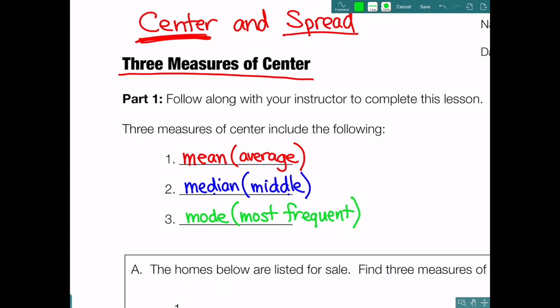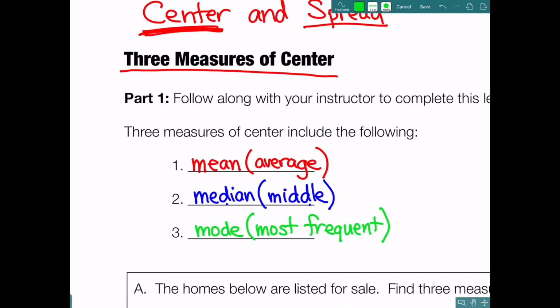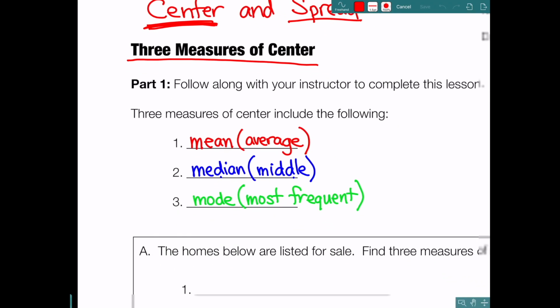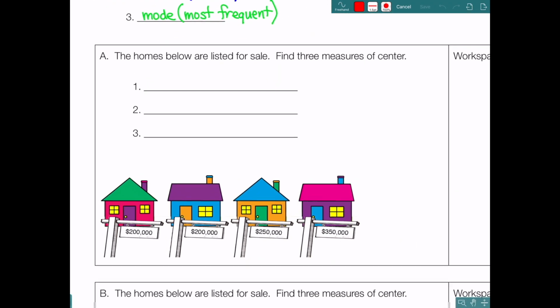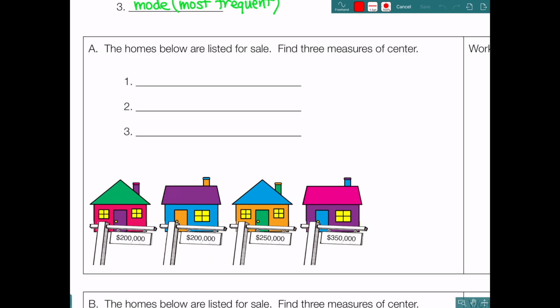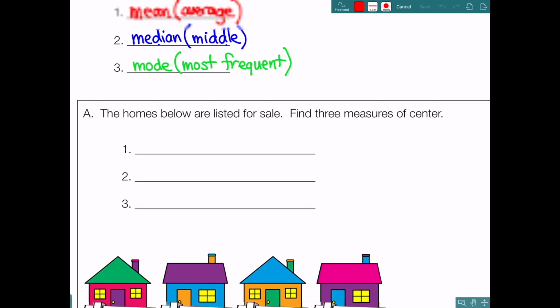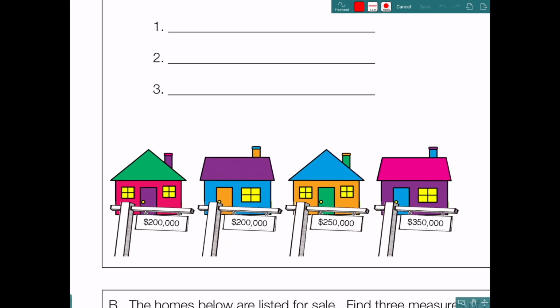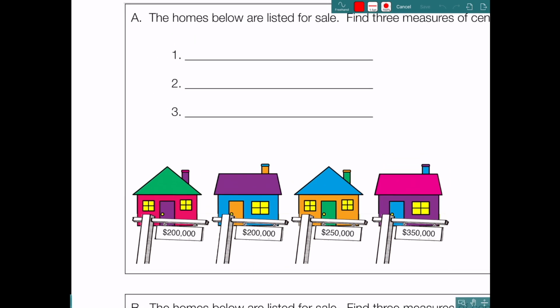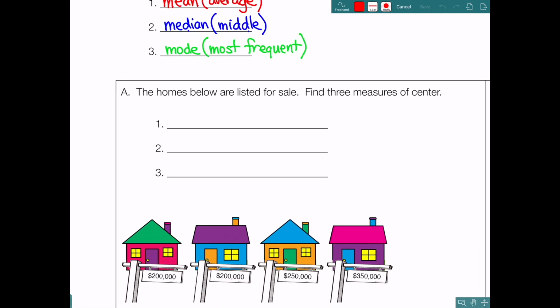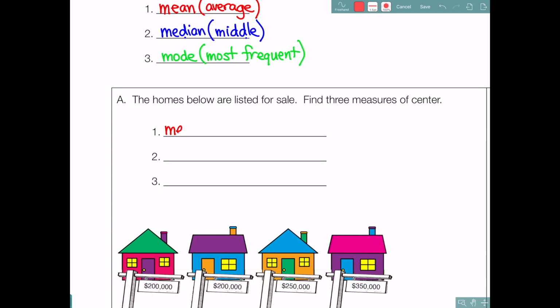We're going to learn how to figure out each of these ways of measuring the center: the mean, median, and mode. So let's go house shopping. In box A, it says, the homes below are listed for sale. Find three measures of center. We have to find the center value of these four homes in three different ways. The first way is by using the mean. Write it down. Once again, mean just means average.